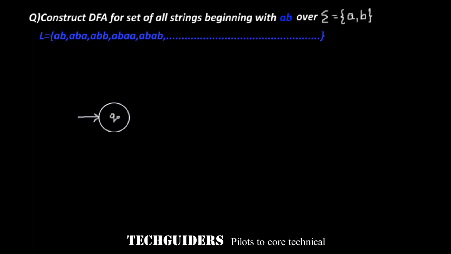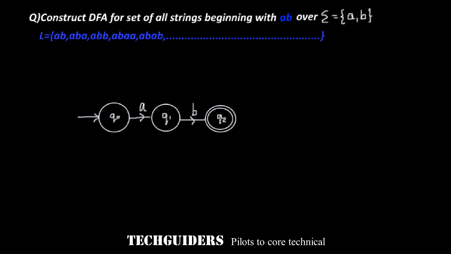If the first input symbol is A, then the automata should move to another state Q1, which remembers that the string has started with A. Now it is expecting B. As per expectation, if the next input symbol is B, then the automata should move to another state Q2, which remembers that the string has started with AB. Such strings are to be accepted, so Q2 should be an accepting state or final state.